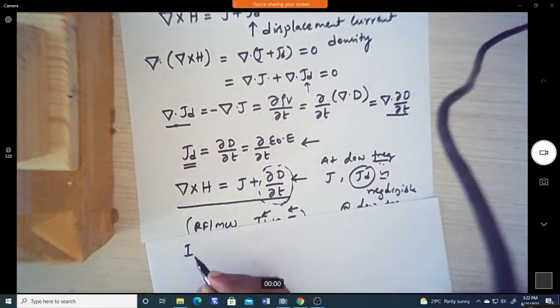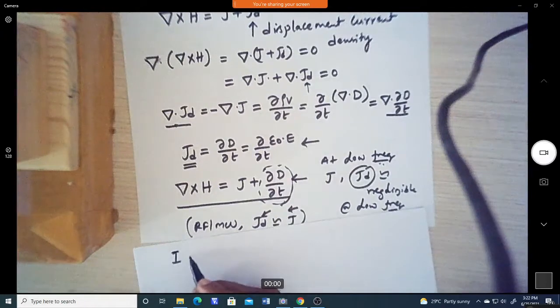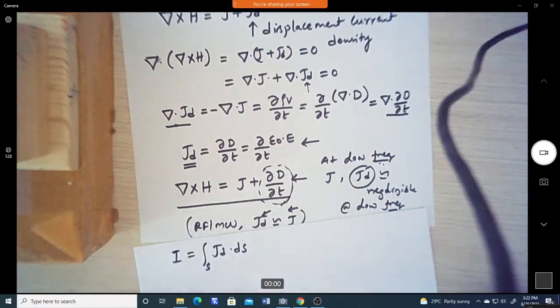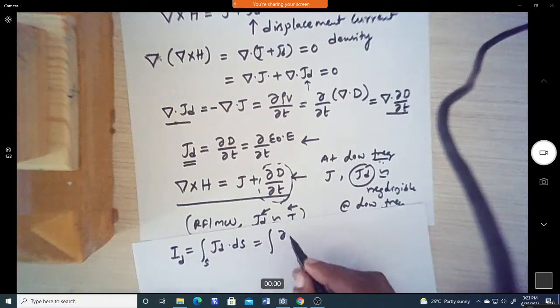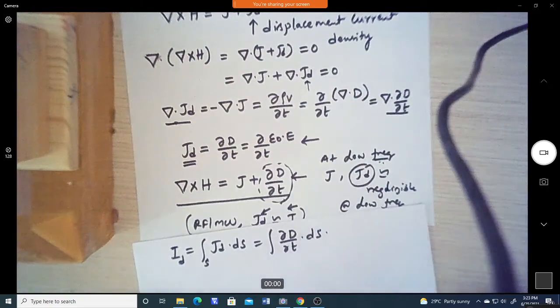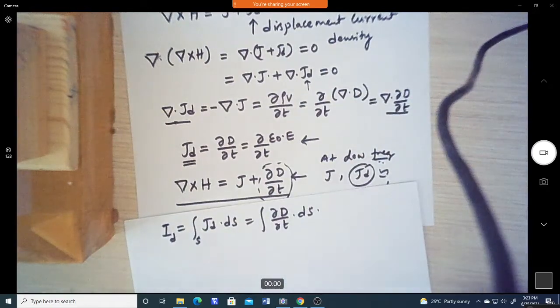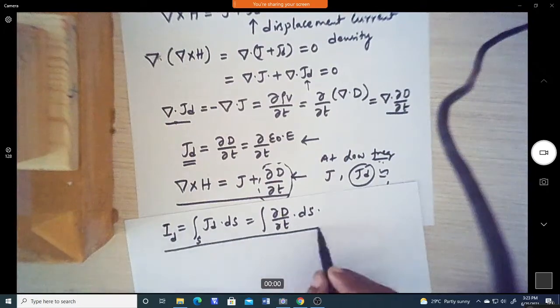So we know the current has a relation with the current density, which is the integral of J dot ds over the surface. So this is the displacement current, when we take the displacement current density over the surface, and we can also write this J_D, which is nothing but del D by del t, dot ds. So this is the displacement current.